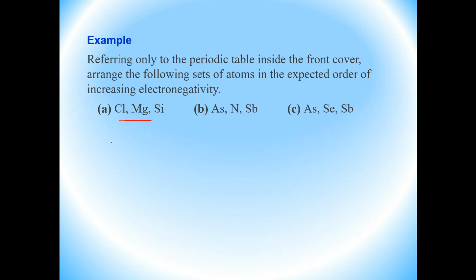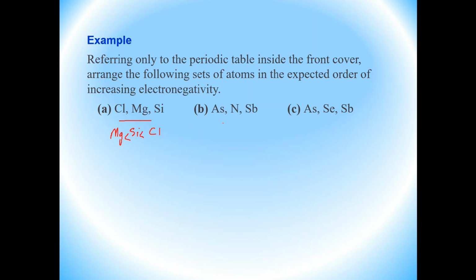Based on their positions in the periodic table, I see that they're in the same period. So remember, going from left to right, the electronegativity increases within any period. So based on that fact, I would say that the least electronegative element is magnesium, followed by silicon, followed by chlorine. All right, so basically that's the order of electronegativity for those three.